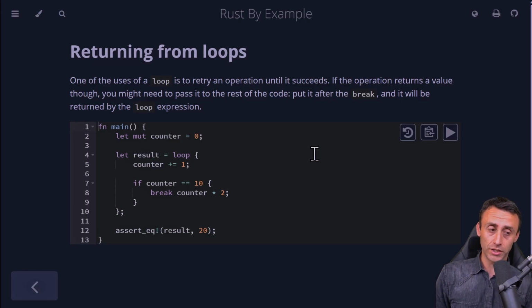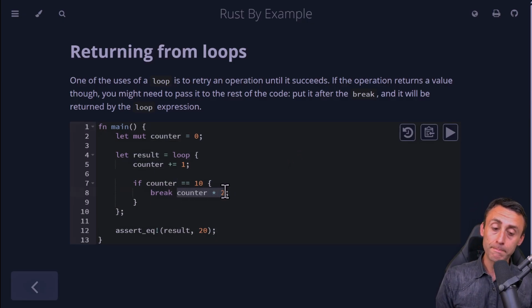If the operation returns a value, you might need to pass it to the rest of the code. So, for example, here, after the break statement, we can just type what we want to return. Here, if the counter is equal to 10, we'll return the counter multiplied by 2. So in this case, basically we are returning 20.